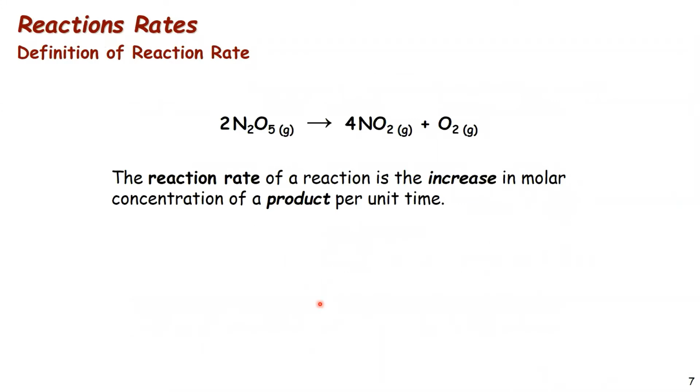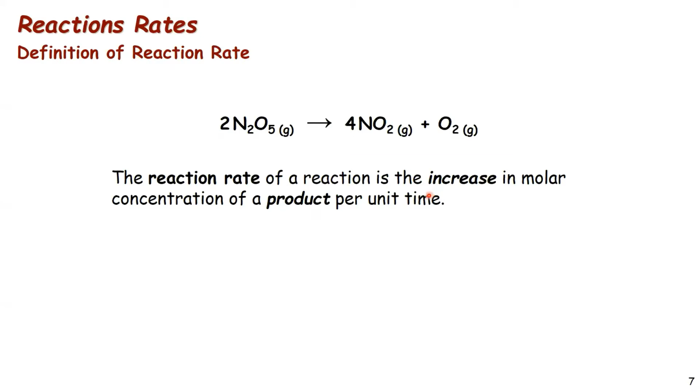Now, let's talk about what a reaction rate is. So here's an example. We have 2 dinitrogen pentoxide molecules reacting with one another to form 4 nitrogen dioxide molecules and 1 oxygen molecule. Now, the reaction rate of a reaction is the increase in molar concentration of product per unit time. So that's an increase in our products. It's also going to be a decrease in our reactants.